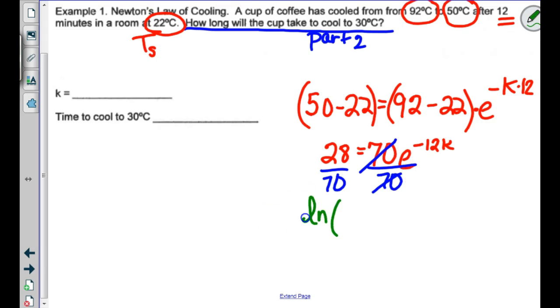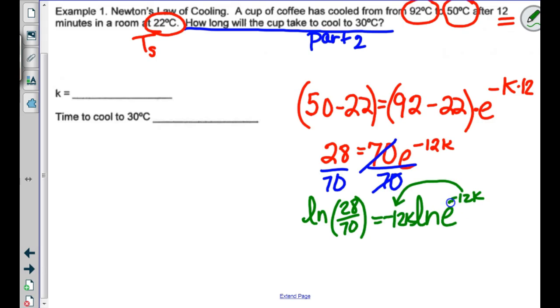So we're going to do the natural log of 28 over 70 equals the natural log of e to the negative 12k, but what are we going to do with that negative 12k? Can move it out in front here. And once we do that, what's the natural log of e? It is 1. Make sure that k is showing up there. So what do we have left to get the k by itself? Yeah, divide by negative 12.